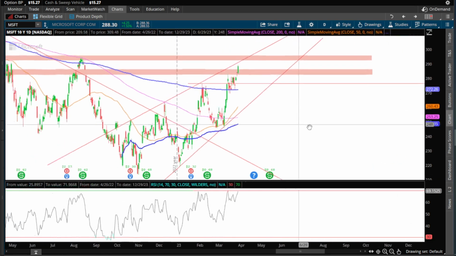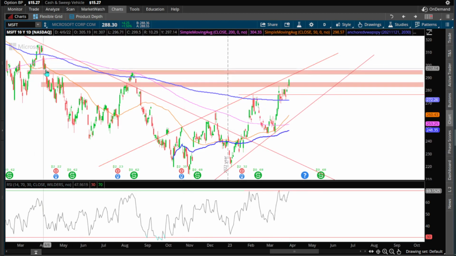Now, can we get above that? We definitely can. And do pay attention that we have this gap right here. If we were to fill that gap, that would be right around 295.73. Maybe there's a ton of people trying to short here, and the market makers say, screw your puts, boom, we fill that gap, and then we sell off. So definitely something to be mindful of.